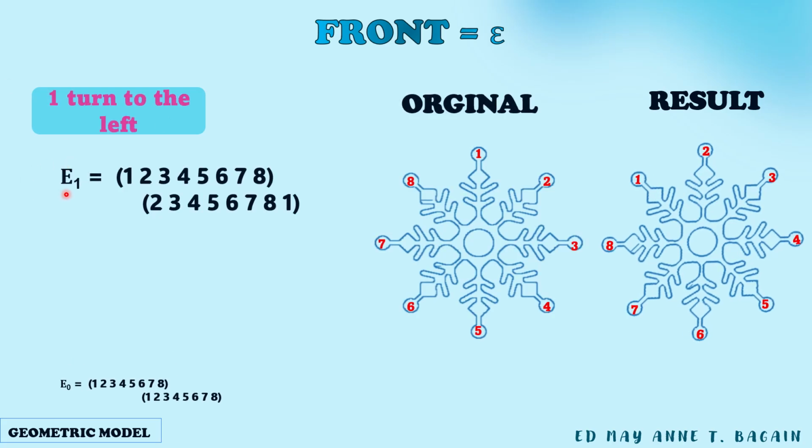And then we have here the epsilon sub 1. We have one turn to the left. So the original is this one, the number at the top. And then the result will be like this because we turn it one turn to the left. So it will move downward, or to the left down.